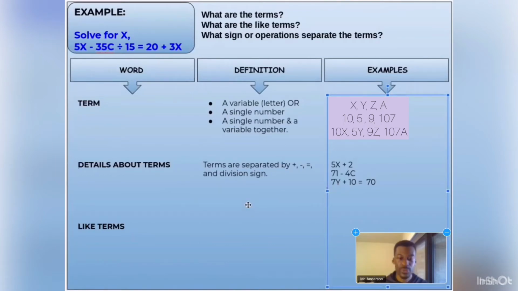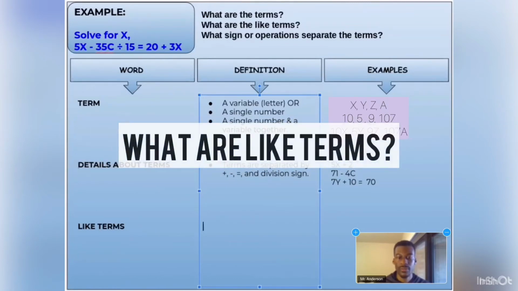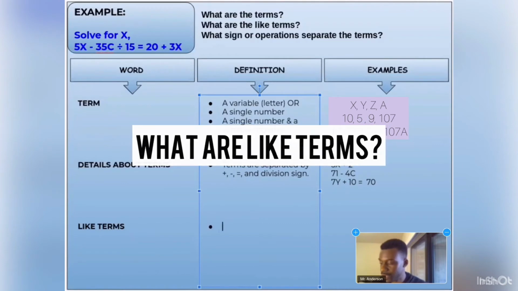Now let's move down to like terms, the bread and butter. Like terms just make life so much easier. Once you get this, it'll be all money from there. All right, let me just turn that to a bullet, and let's come down to the like terms, okay? Let's talk about the definition of like terms, all right?